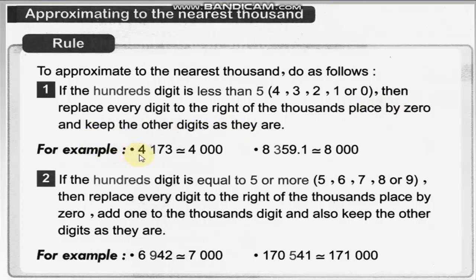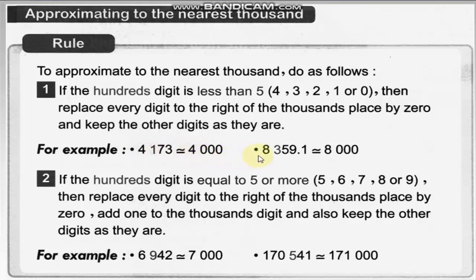For example, if we say that 4173. At first, the thousands digit here is number 4 and the hundreds digit is number 1. 1 is less than 5. So we replace hundreds, tens and units by zeros and keep thousands with its value. It's number 4. So 4173 approximated to the nearest thousand is 4 thousand.